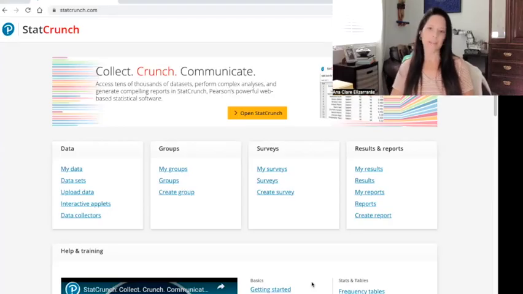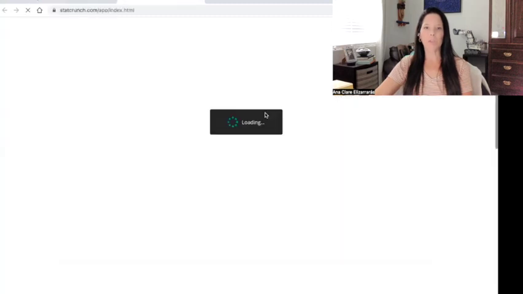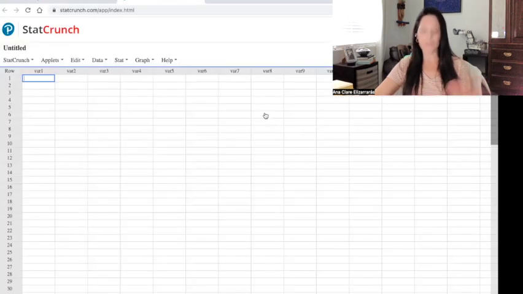The next question asks us to explore the average deviation of the mean using Statcrunch. Here we are in Statcrunch. We're going to open Statcrunch. Question 8 asks us to enter the two data sets, naming the columns as given.